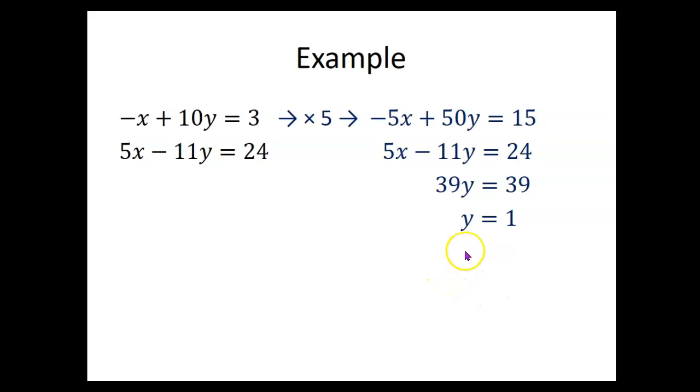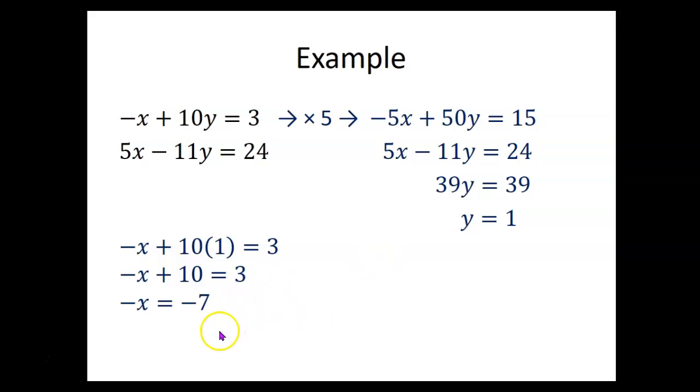And remember, we're not done yet. That's only half of what we need. But we can take that number, y equals 1, and stick that 1 in place of y in either one of the equations we started with. I decided to just use the top one, so I get -x plus 10 times 1 equals 3. That would just be -x plus 10 equals 3. Subtract 10 on both sides, you get -x equals -7. Divide both sides by -1, you get x equals 7, and now we have our solution.